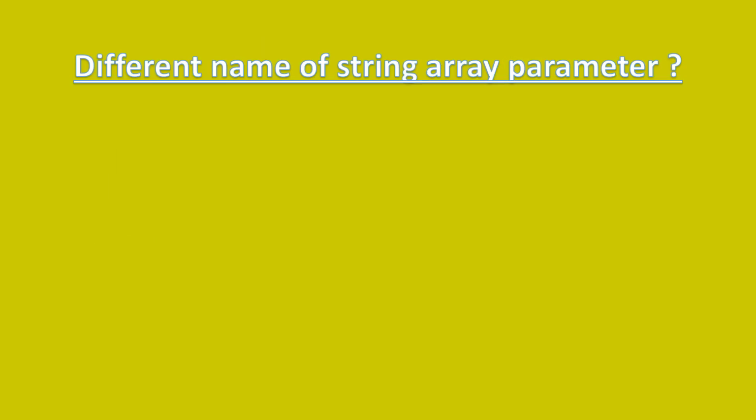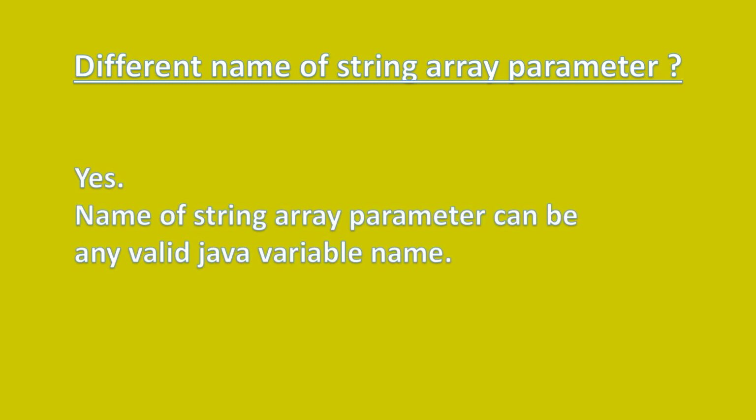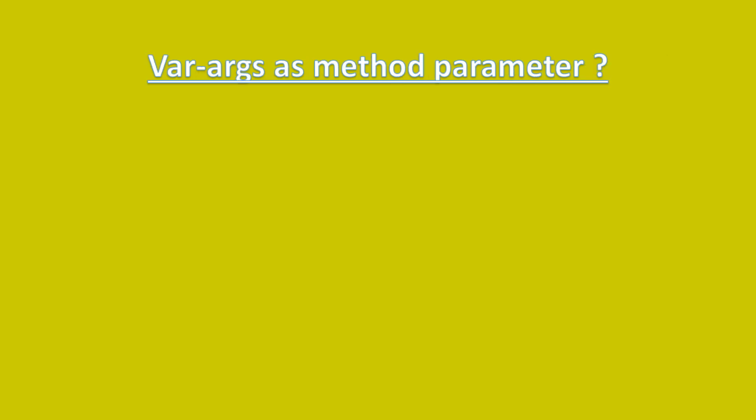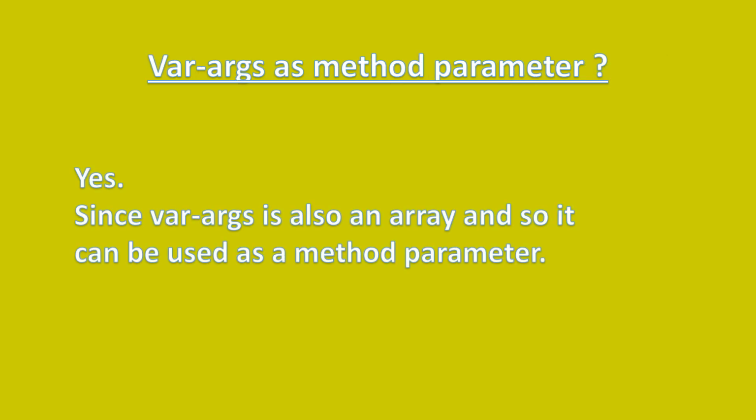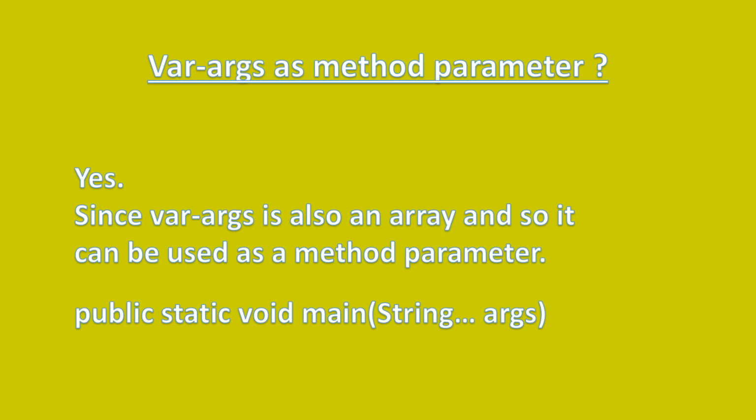Can we change the name of string array parameter from args to something else? Yes, since args is a method level variable and it can be any valid Java variable name. We will see this in a second. Can we use varargs instead of string array? Yes, varargs also represents an array, and so this signature is also valid, and this method will be discovered and invoked by JVM when the class is executed.